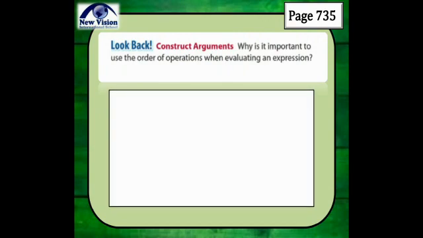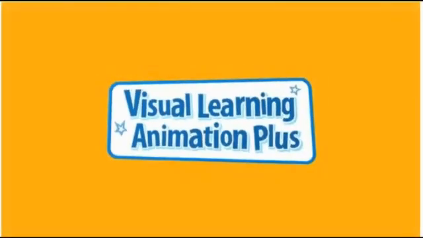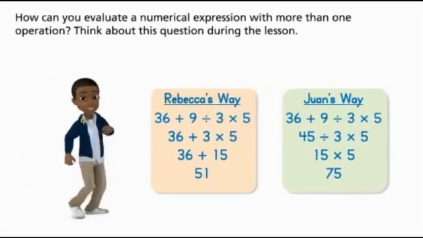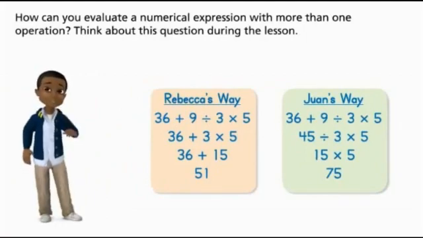Next, look back. Why is it important to use the order of operations when evaluating an expression? So everyone gets the same answer. Because if you're not going to follow the order of operations, you will have different answers. It will depend on the operations that you use. How can you evaluate a numerical expression with more than one operation? Think about this question during the lesson.